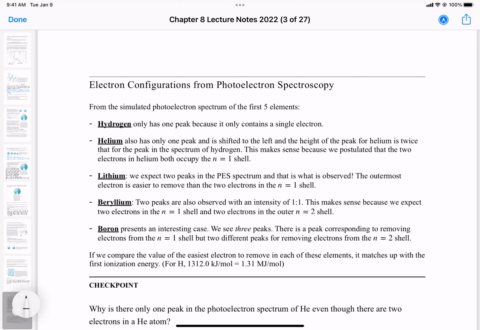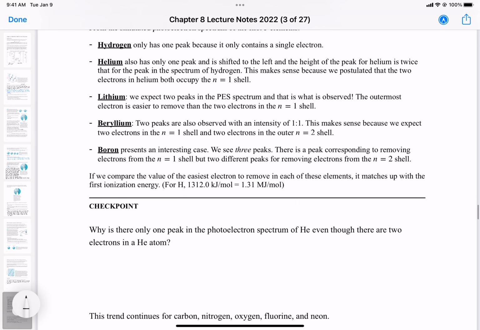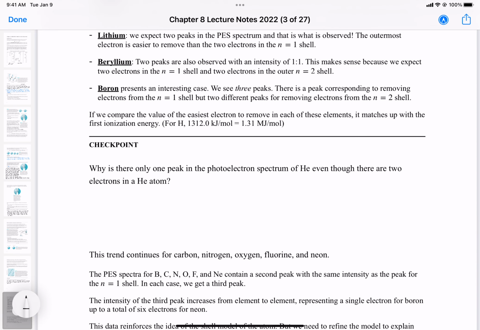So boron, we see an interesting case. We see 3 peaks. There's a peak corresponding to removing electrons from the n equals 1 shell, but 2 different peaks in the n equals 2 shell. And then if we compare the ease of removing the electron in each of these elements, it matches up with the first ionization energy that we saw in the previous lecture. Okay, so that makes a lot of sense. So that's pretty cool. Okay. So let's answer this question, and then we'll stop the video here and pick up in the next one, okay?